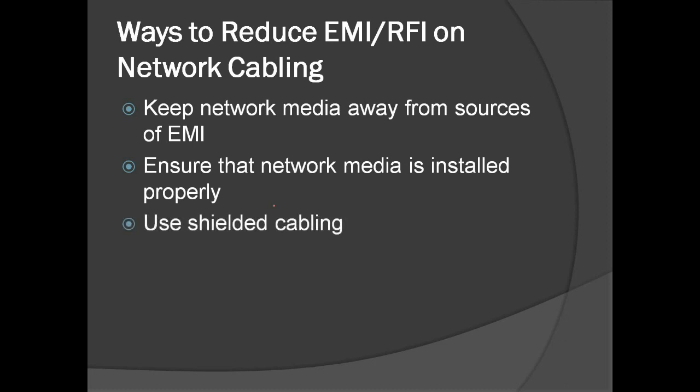Use shielded cabling. As much as possible, use shielded cabling, UTP or STP, especially for outdoor. There's a cable primarily used for outdoor cabling, which is the shielded twisted pair. Use repeaters. Again, to prevent attenuation, if you really need to connect devices or networks over a longer distance, you can use a repeater.